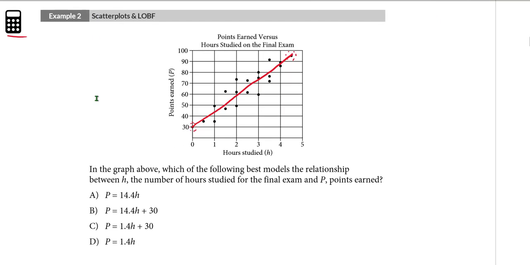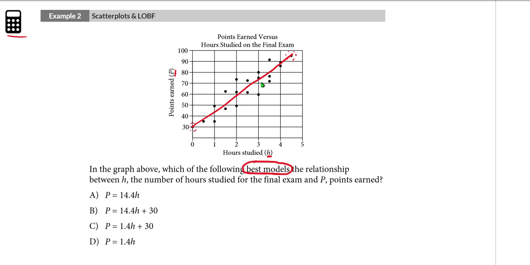So in example 2, let's go ahead and read through this. In this question, we're actually going to be asked to derive the equation of the line of best fit. So in the graph above, which of the following best models the relationship between H, the number of hours studied for the final, and P, the points earned on the final? So again, which of the following? So we need the best model. That's pretty much it. Best model means which of these linear equations would be the equation for the line of best fit. That's what this all means.